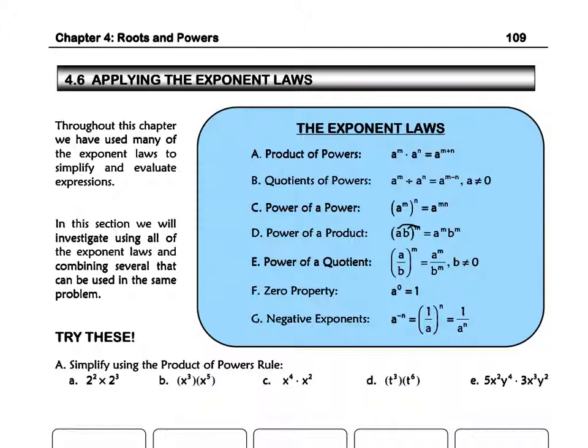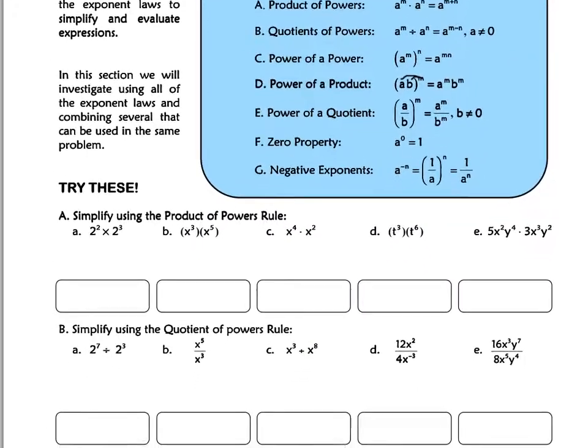And negative exponents: anything raised to a negative exponent can be thought of as the reciprocal of the base raised to the positive exponent. And when that reciprocal has a 1 in the numerator, then you can just simplify that to 1 over a to the n, because 1 to the n is always 1. All right, so let's take a look at some examples of how we can use these rules.